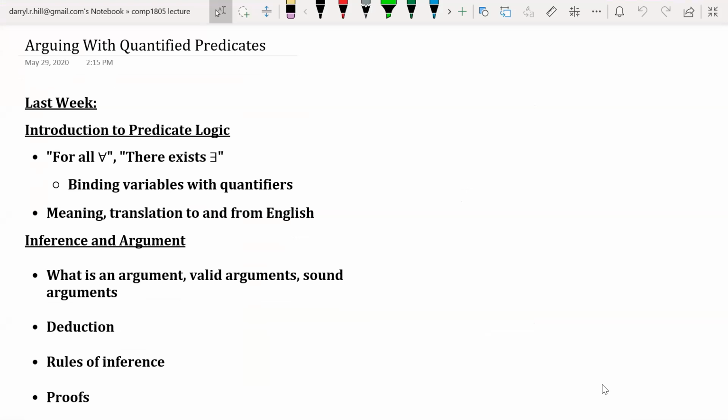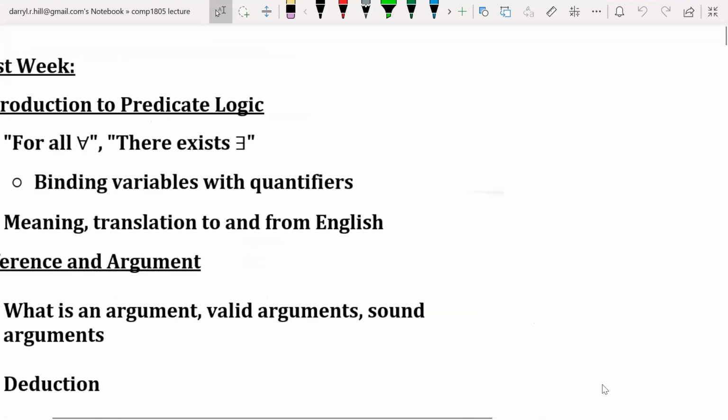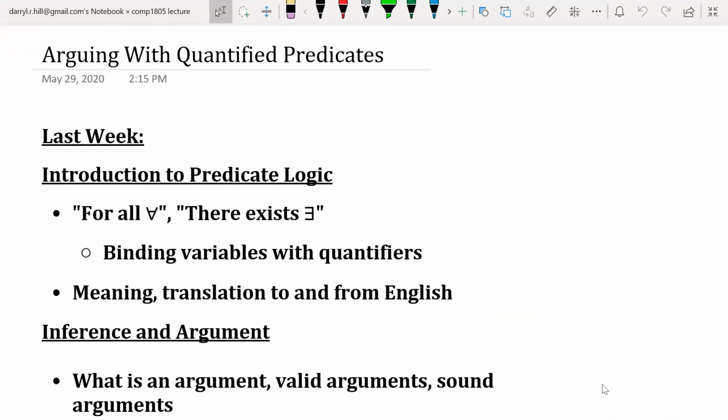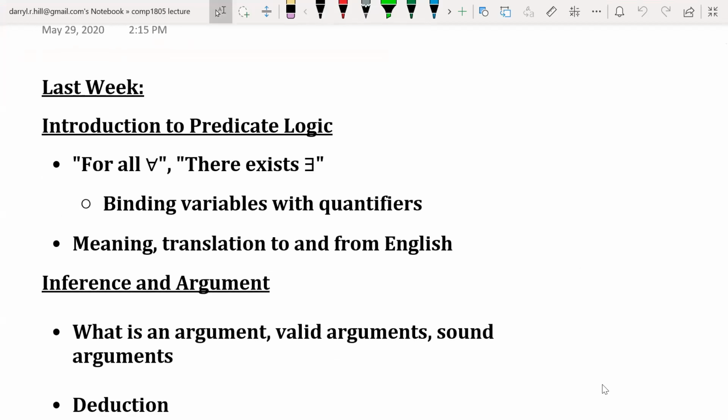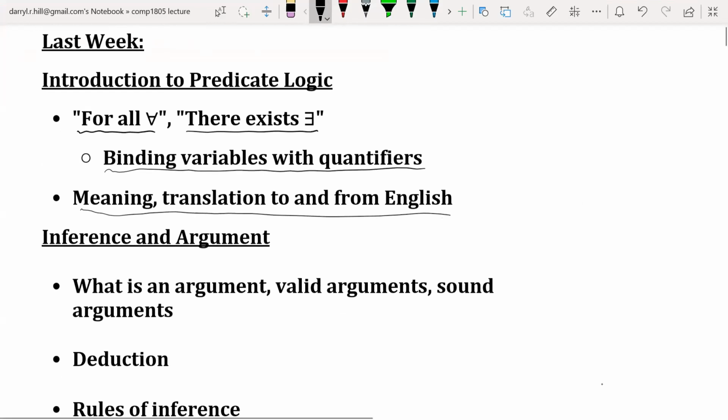So, you know, PowerPoint slides are very good for high level presentations, but when you start to get down to the details, they're kind of constrictive. So we're going to give this a try. So last week we talked about the introduction to predicate logic was the first topic. So that's the for all, and there exists the quantifiers, and we talked about how we bind variables with quantifiers, and then what those things mean and how we translate them to and from English.